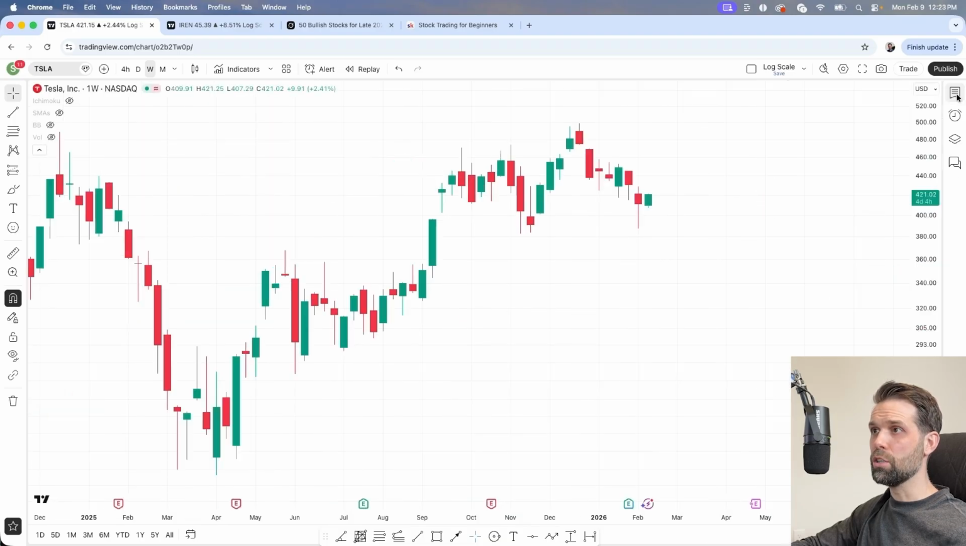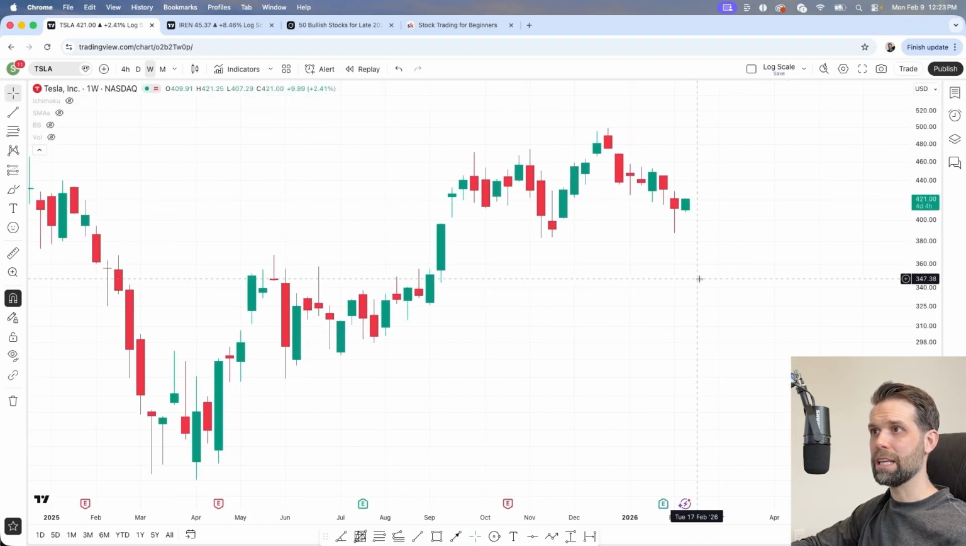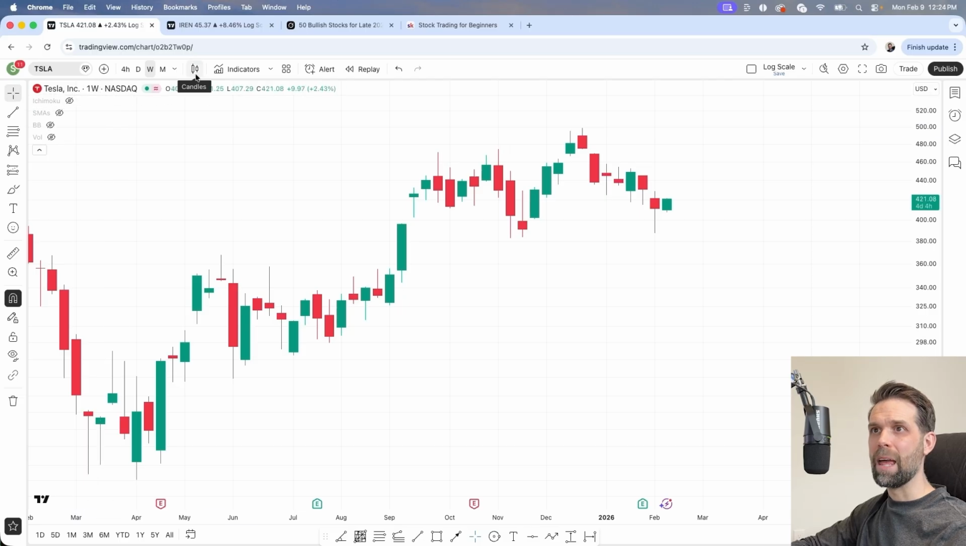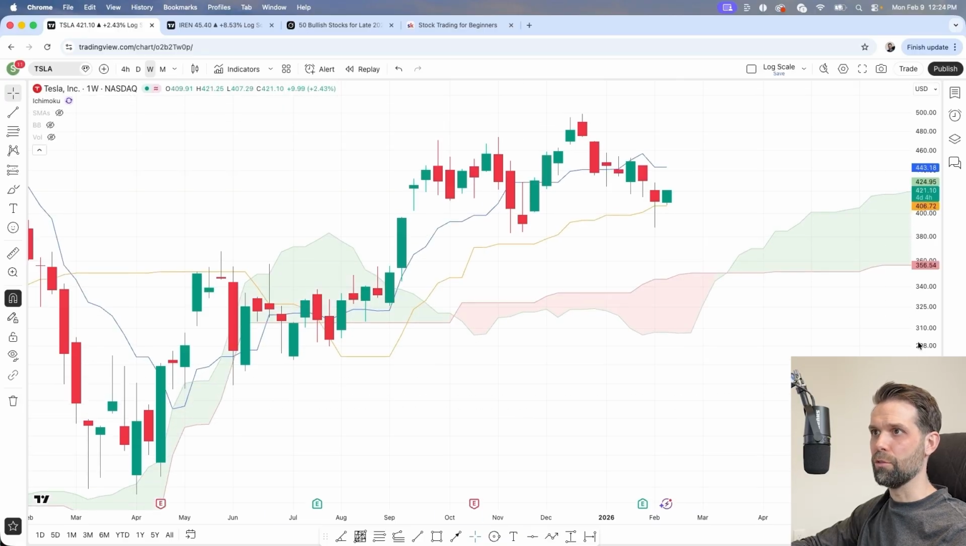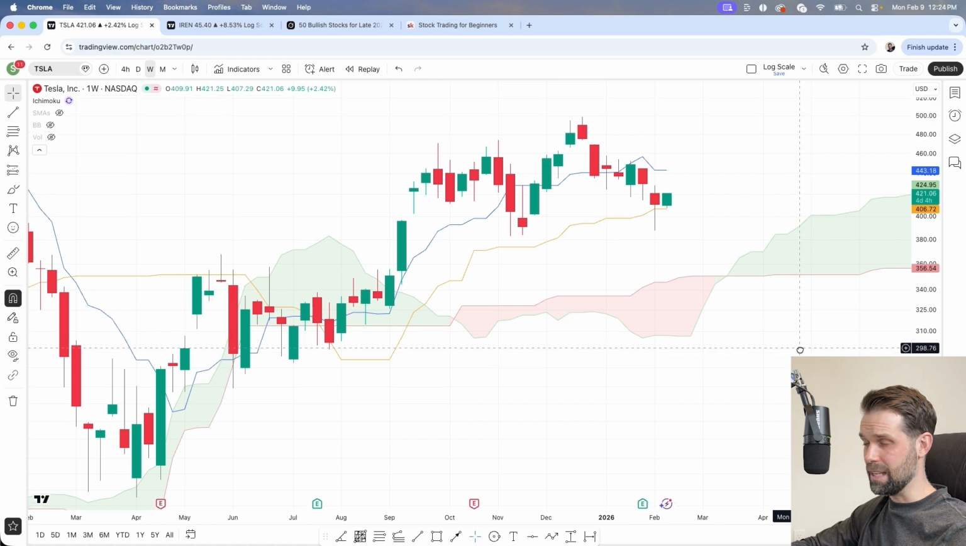So an easy one to use to find the trend of the stock is called the Ichimoku Cloud. And in TradingView, you can just come to indicators. You can type in Ichimoku Cloud and you can put it on your charts. And again, in our classroom, we've got full tutorials about all of these tools.